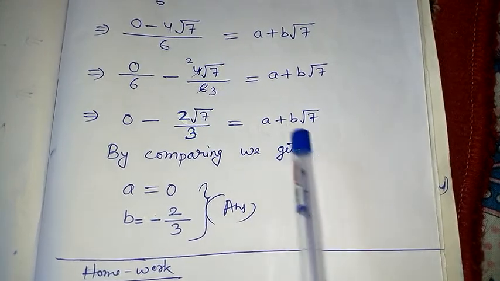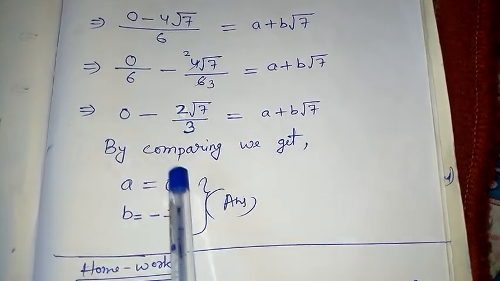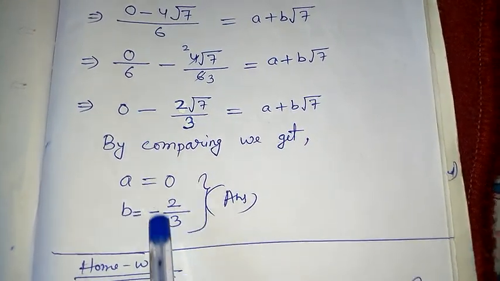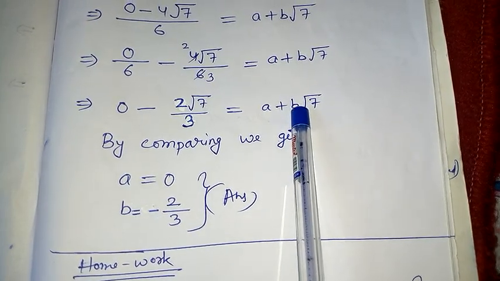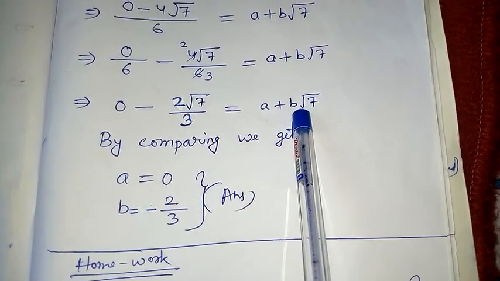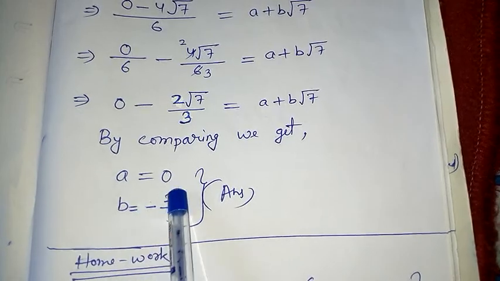Now by comparing you can see the position of a has been taken by 0, and as there is minus, I will write minus in the answer, and position root 7 you cancel, position of b has been taken by 2 by 3, so minus 2 by 3 is my answer.